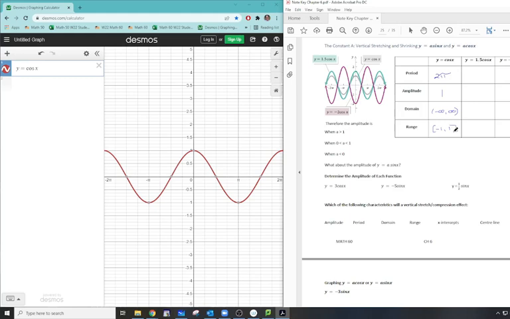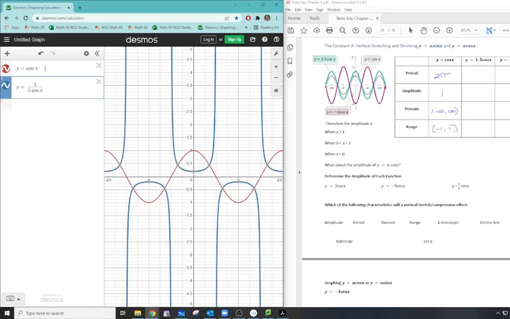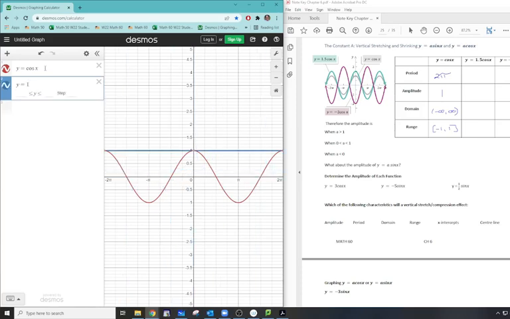Okay. The next graph I want to look at is y equals 1.5 cos x. So we're going to go y equals 1.5 cos x. Sorry, what did it do? Okay, y equals 1.5 cos x is the blue graph. How does the blue graph compare to the red graph? Well, hopefully you know that 1.5 is greater than 1, so I'm getting a vertical stretch.